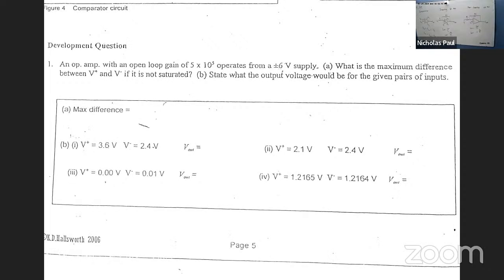An op amp with an open loop gain, the gain is so important, of 5 by 10 to the 5, operates with a supply of positive 6 and minus 6. What is the maximum difference between V plus and V minus if not saturated? Any ideas? It's just plus 6 minus minus 6, so you'll get 12 volts.